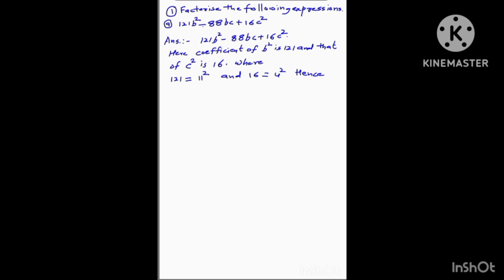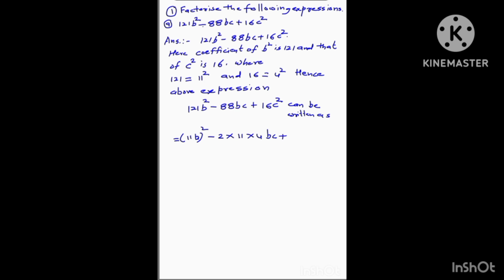So we can use this identity and express the above expression in the following way. I am rewriting it again. In the exam you need not rewrite it here; in the beginning you have to write it, but you need not give the expression as I have given it. This is just part of practice. You can give a small explanation at the right hand corner. So 121b square minus 88bc plus 16c square can be written as (11b) whole square minus 2 into 11 into 4bc plus (4c) square.